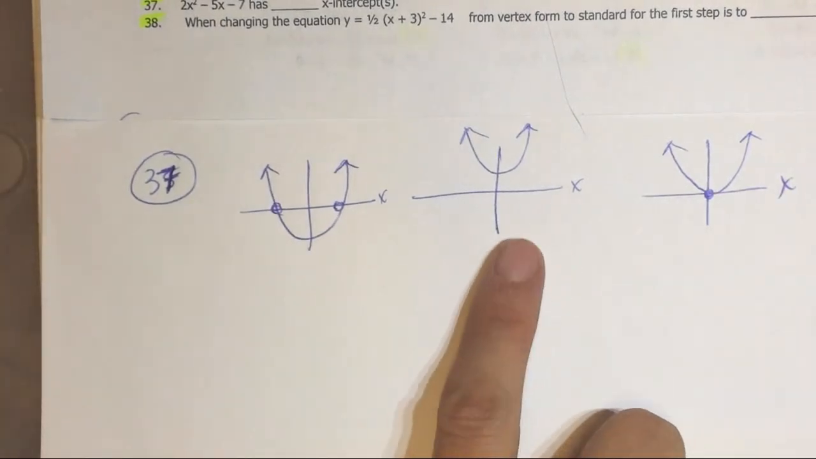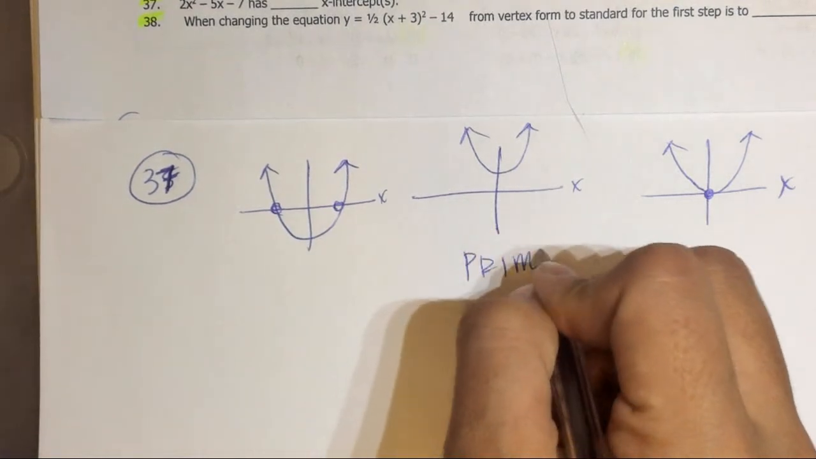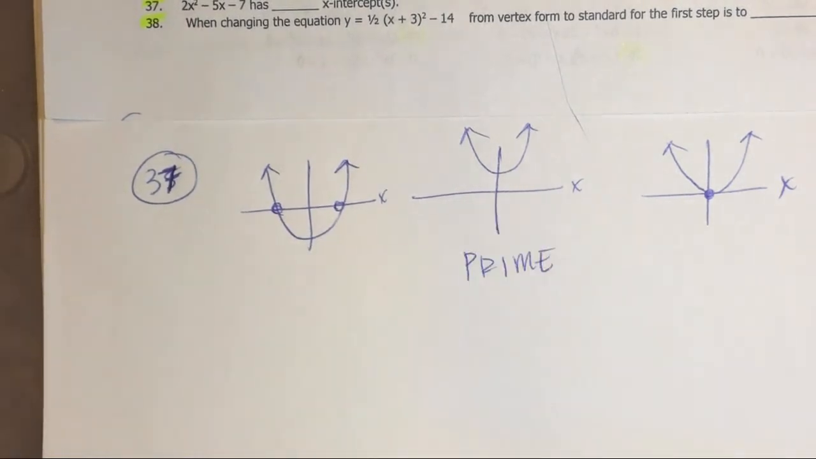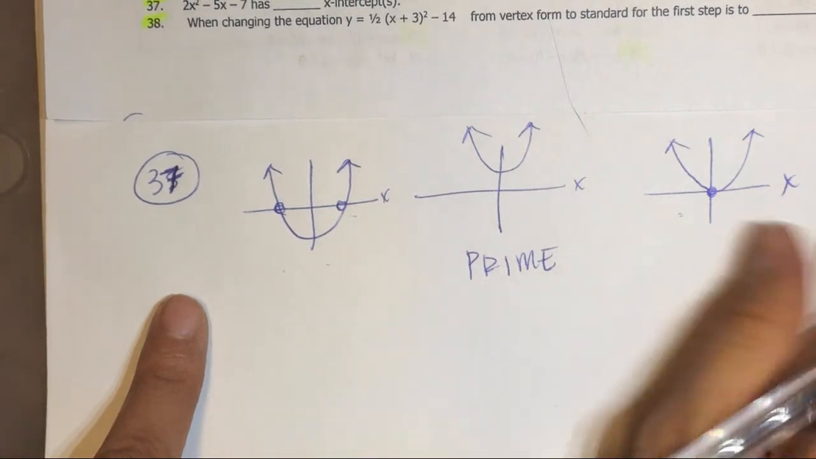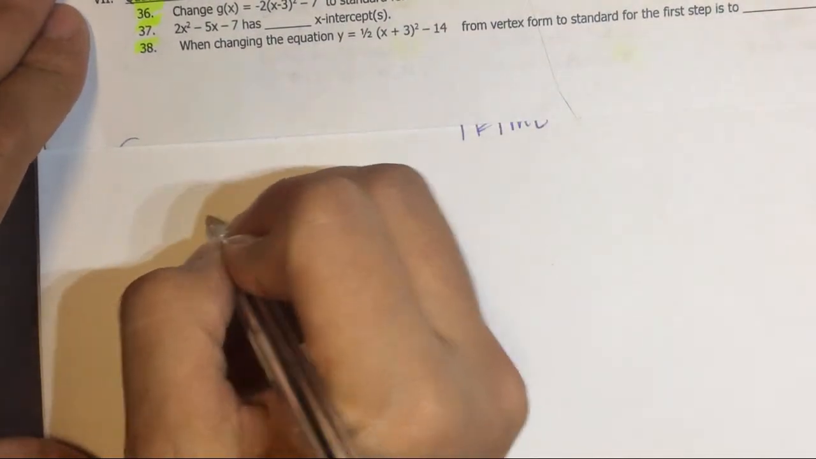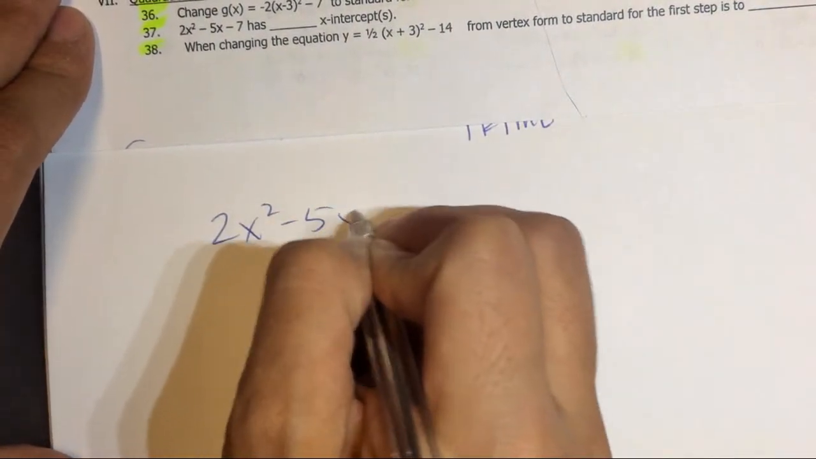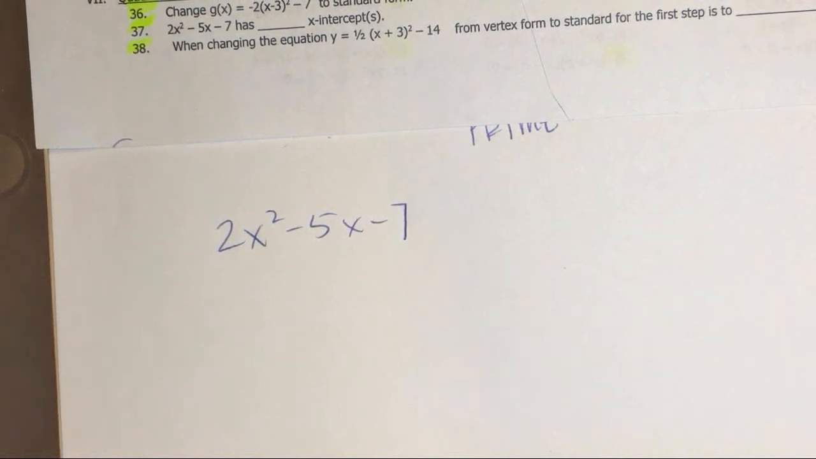You can have no solutions where you can't factor it. This is where you get your prime example. It's prime because it doesn't cross the x-axis. Here, this is where you get 2 solutions. Here, this is where you get 1 solution. So for number 37, you have 2x squared minus 5x minus 7, and they want us to factor it and see how many x-intercepts or how many solutions I have.